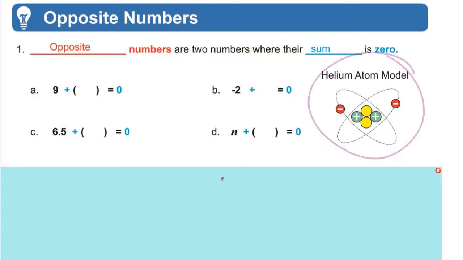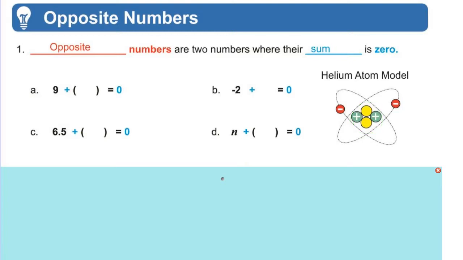If you'll look off to the right here, my helium atom model. Let me try to explain the concept of opposite numbers using this helium atom model. Inside the nucleus of an atom, there are protons and neutrons. And the number of protons actually tells you what the atom is. This atom has two protons, these two plus signs inside. It also has two neutrons. But the fact that there are two protons is what makes it helium.